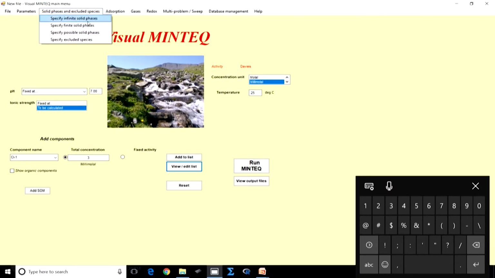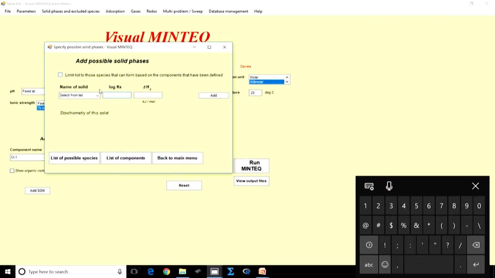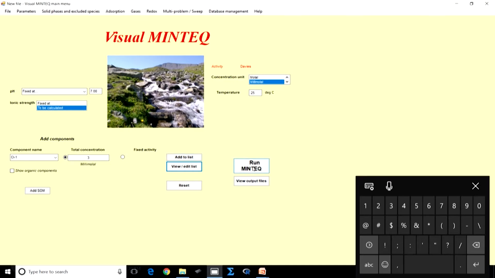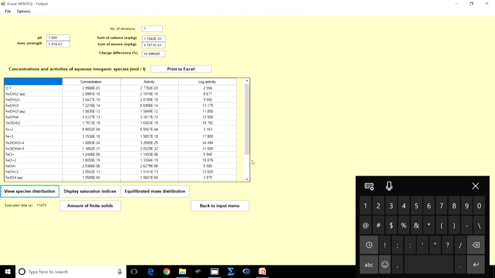Specify solid phases, specify possible solid phases, limit to that list, and I am assuming ferrihydrite can be formed, right, and we are going to add that to the list, and back to main menu and run MinTech, and now we have the relevant values.